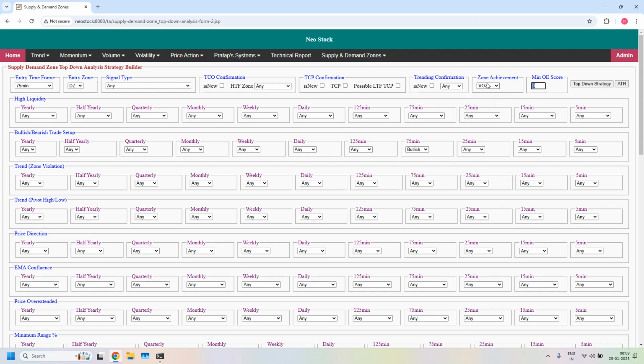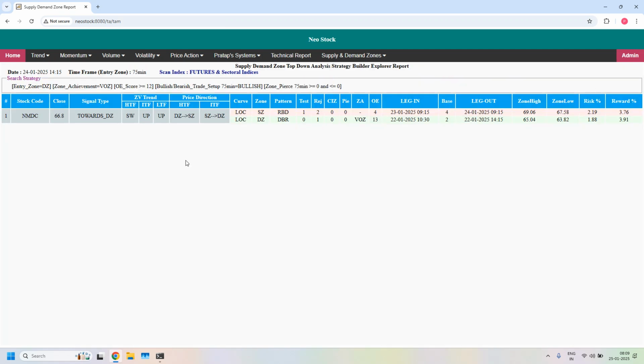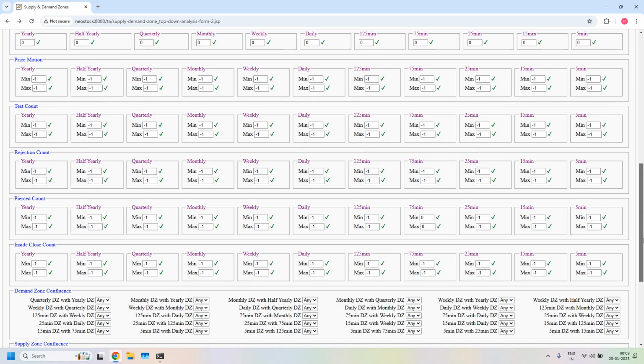That means zone is not pierced, and this filter is applied to 75 minutes demand zone, and remaining two filters, zone achievement, and minimum order enhancer score 12. With all the three filters, we got one stock. Currently this is the only one stock supporting bullish trade setup for weekly income trade, and entry time frame zone is 75 minutes demand zone. Let's check whether the 75 minutes demand zone is part of the daily demand zone, that is LTF ITF zone confluence.